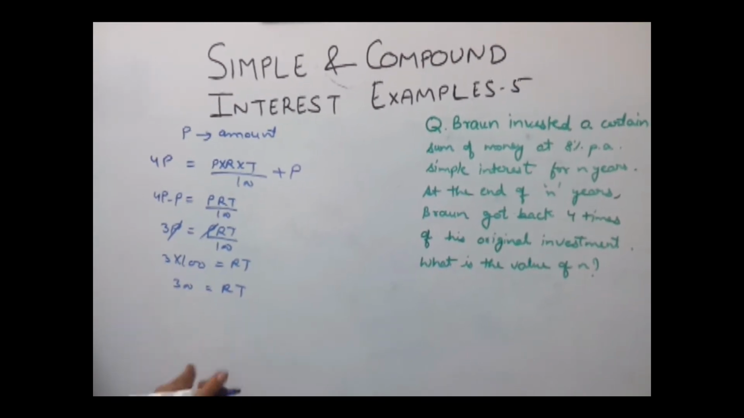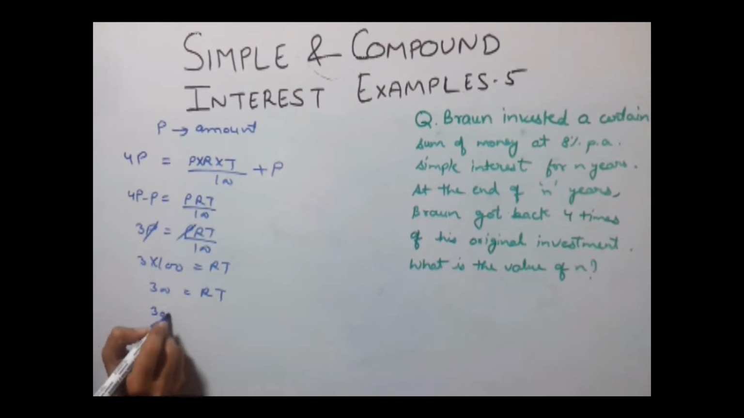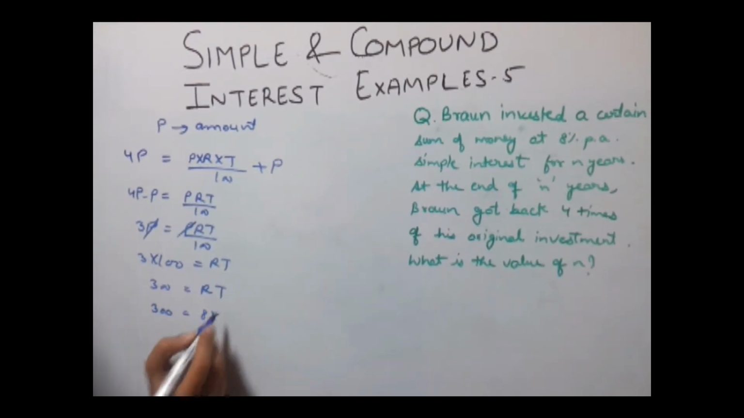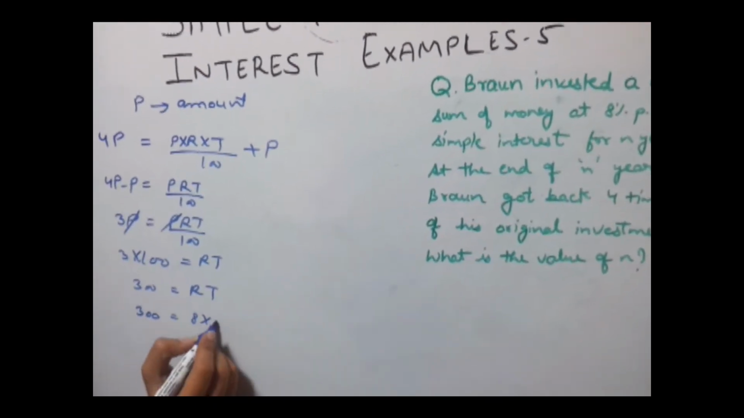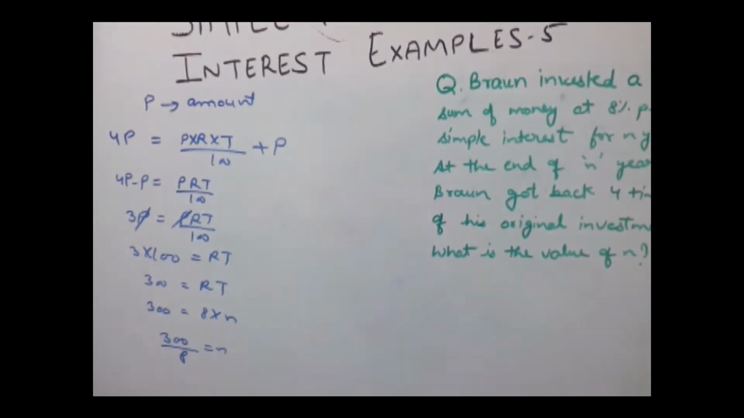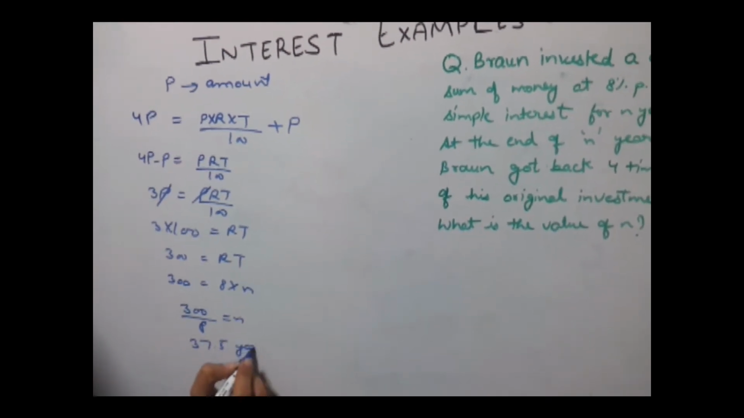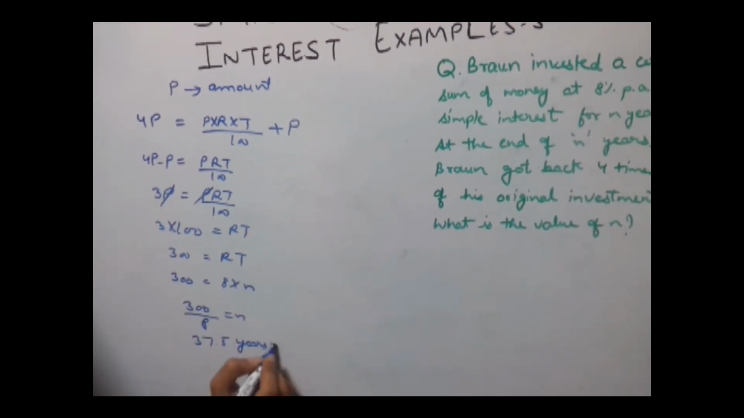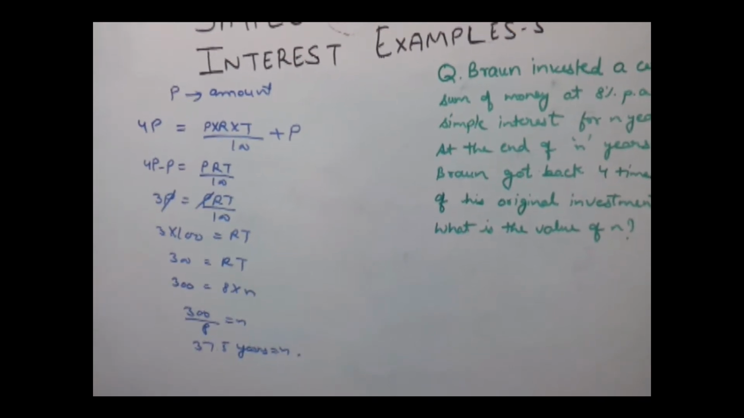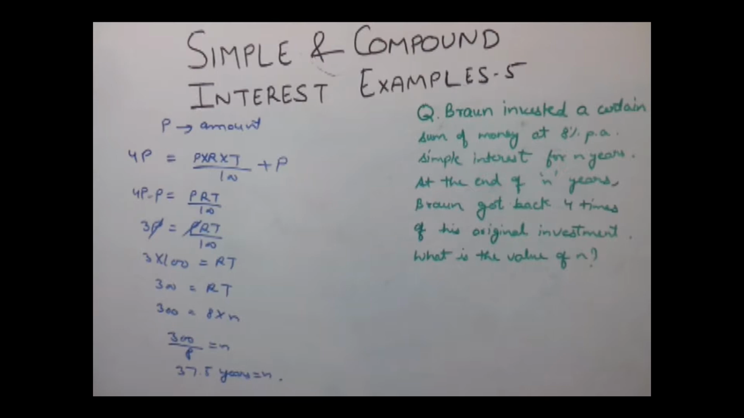Now the value of R is given as 8% per annum. So 300 is equal to 8 into T. T is N. So 300 divided by 8 is equal to N, which gives us 37.5 years as the answer. So he has invested his original amount for 37.5 years.